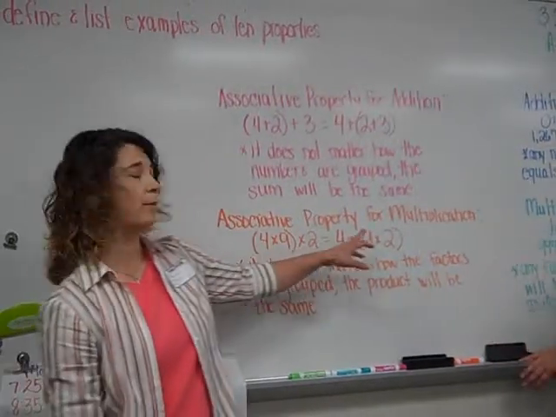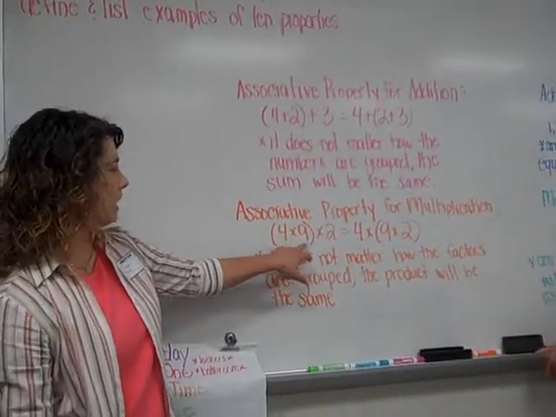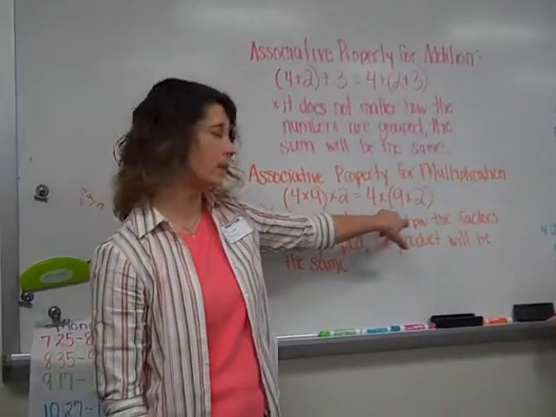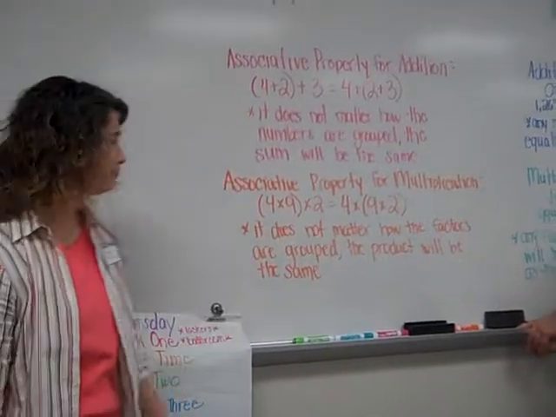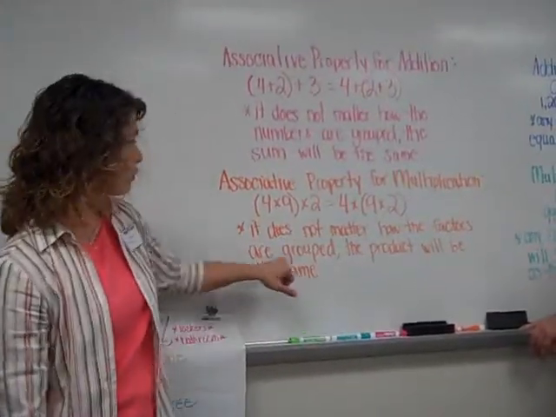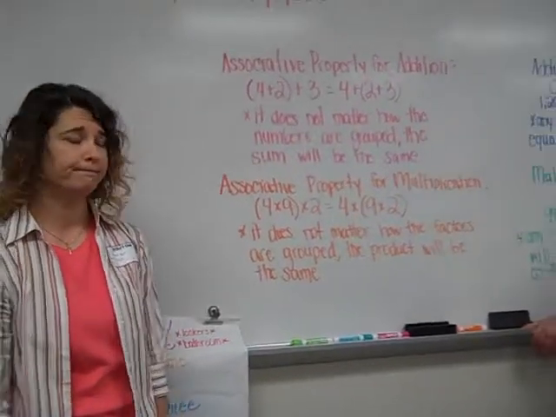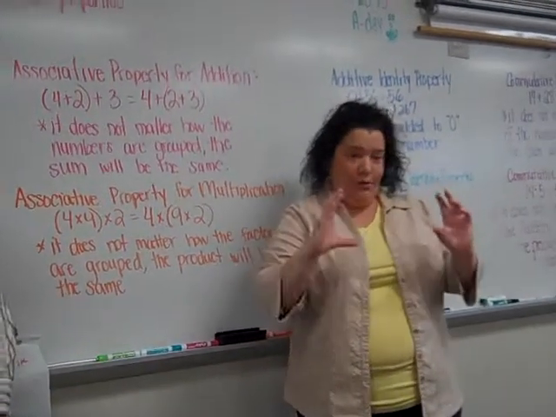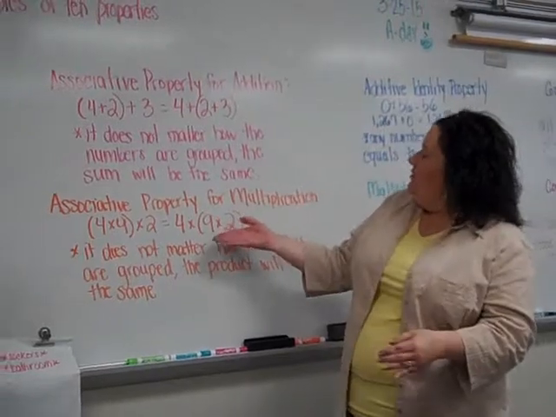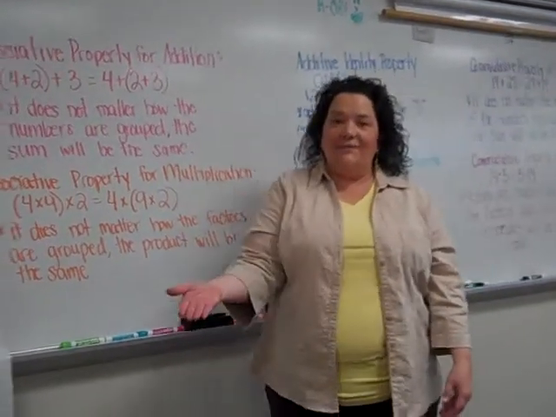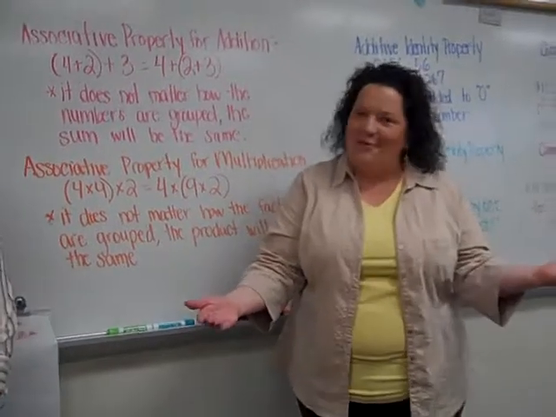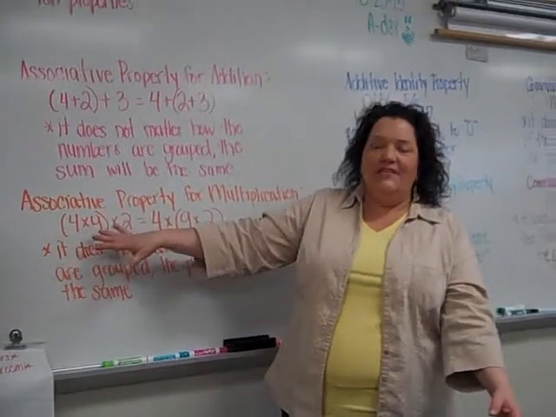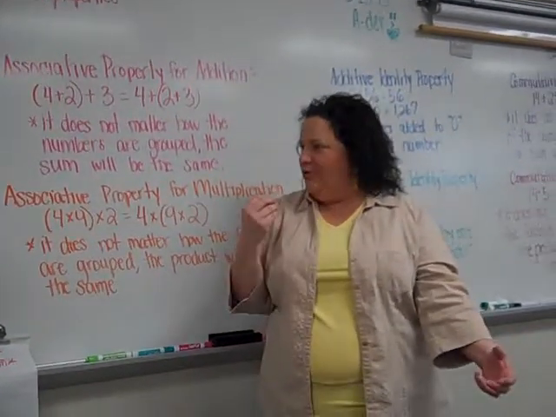So we have the associative property of multiplication. We have open parenthesis 4 times 9, close parenthesis, times 2 is equal to 4 times, when I open my parenthesis, 9 times 2, close my parenthesis. So it does not matter how the factors are grouped, the product will be the same. Yep. And once again, associative goes with association, which goes with groups. We learned this in elementary when we know that 4 times 9 is 36, and 9 times 4 is 36. It doesn't matter how they're grouped, you'll get the same answer.